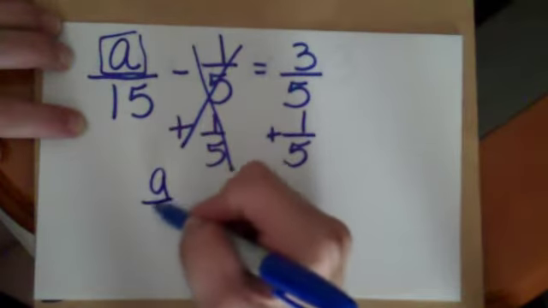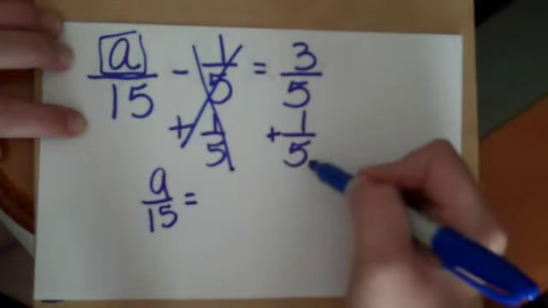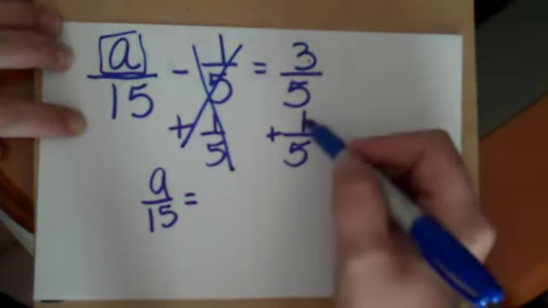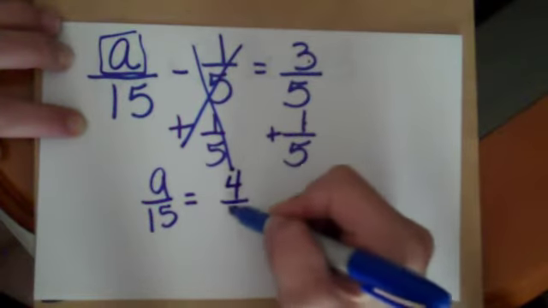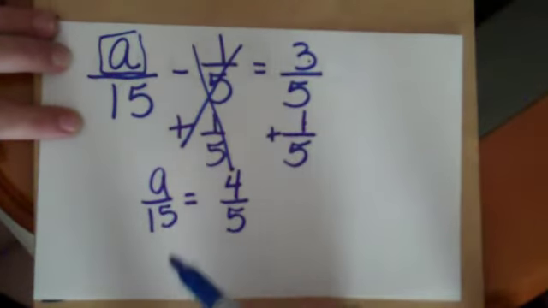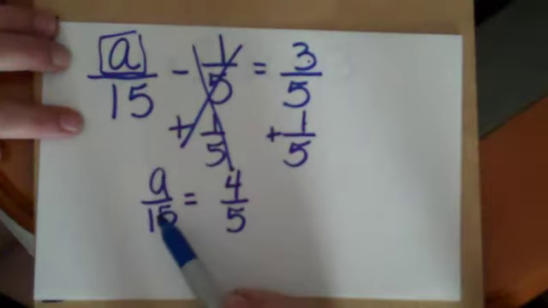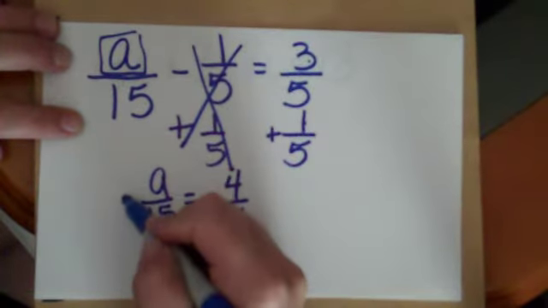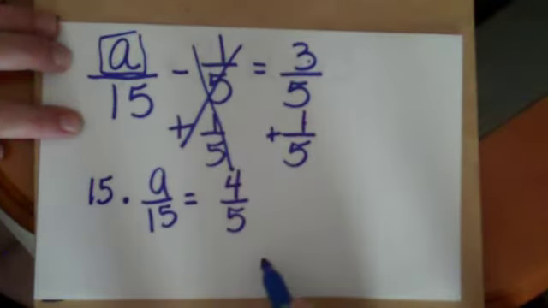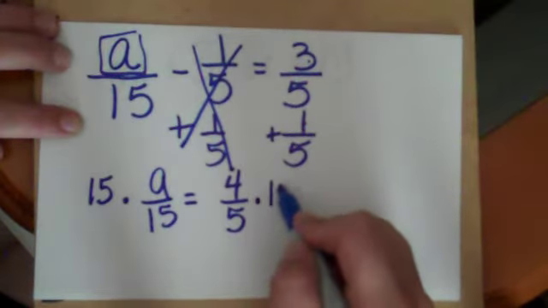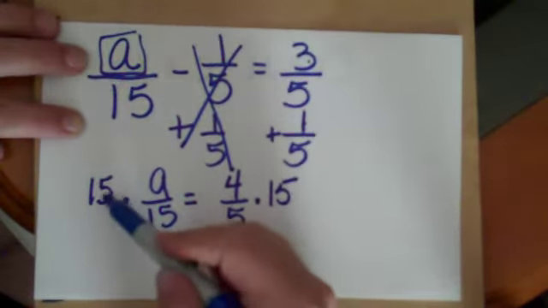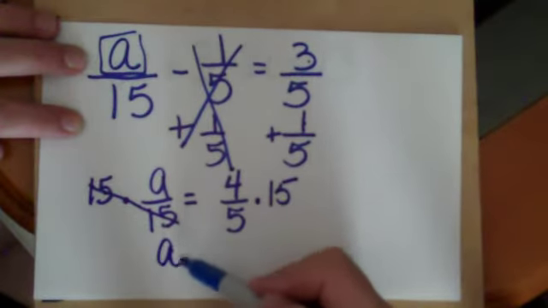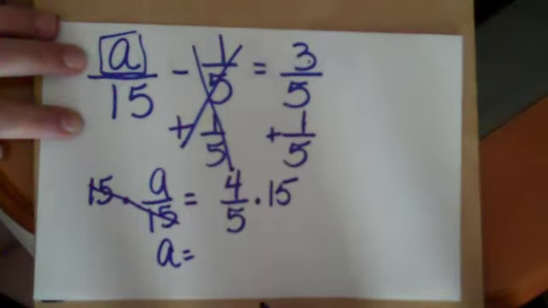And then we have A over 15 equals, we can add these because they have the same denominator. 3 and 1 leaves us with 4/5. Still solving for A. A is being divided by 15. The inverse of divide is multiply. So we're going to multiply both sides by 15. If we do it to one side, got to do it to the other. 15 divided by 15 makes 1. 1 times A is just plain A, so we say they cancel.